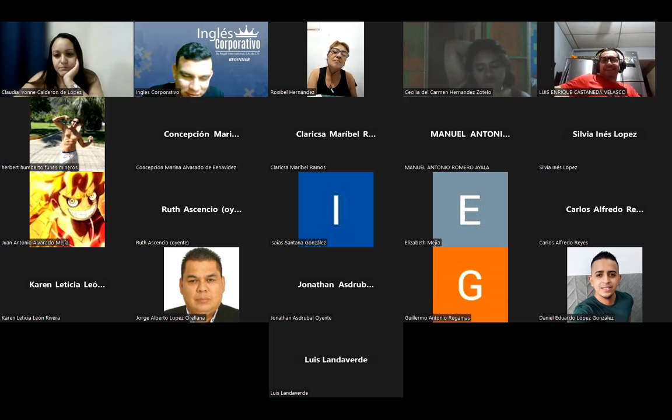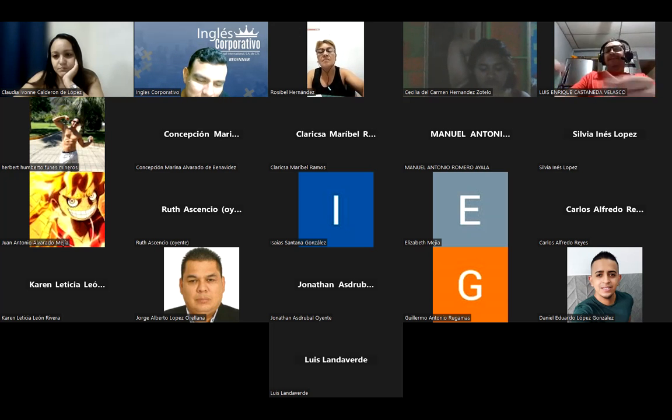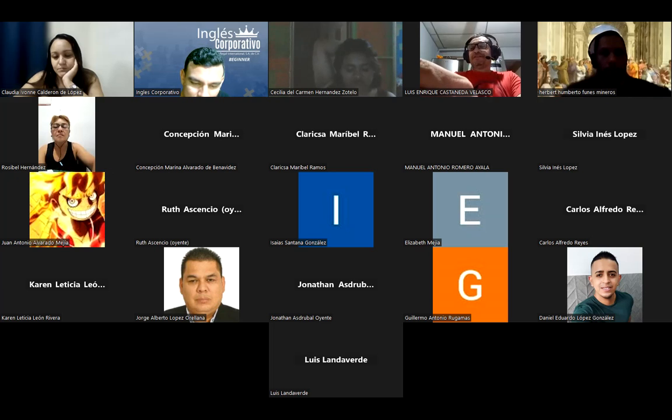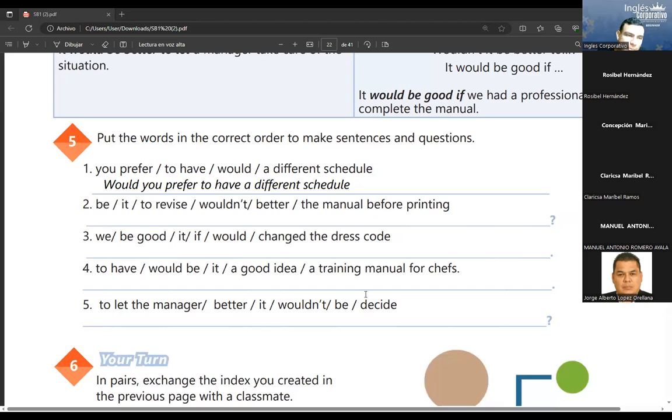Okay, let's continue with the class. Thank you to all the students who participated in this activity. Let's move on to page 22. Vamos a ir a la página 22. Okay, it says put the words in the correct order to make sentences and questions.